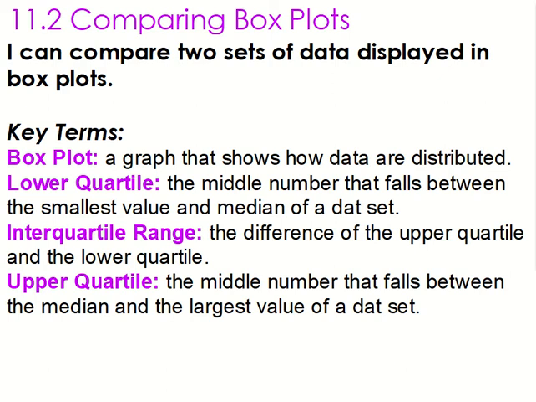Then we have something called the interquartile range. The interquartile range is the difference of our upper quartile and our lower quartile. It's just like range, except it's only dealing with the quartiles now. Normal range is biggest take away smallest. The interquartile range is the upper quartile minus the lower quartile. I'll show you where all this is on these box and whiskers.